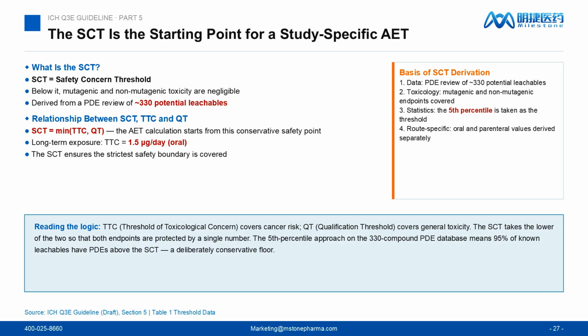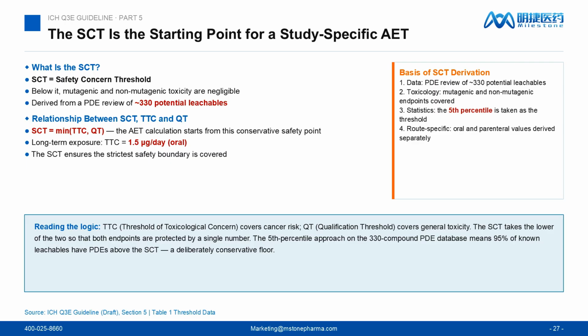Where does the number come from? This is one of the most impressive pieces of groundwork in Q3E. The guideline developers reviewed the permitted daily exposures of about 330 potential leachables, real compounds, real toxicology data, and took the 5th percentile as the threshold. Meaning, 95% of known leachables have PDEs above the SCT. It is a floor derived from the entire landscape of known leachable toxicology, not from a single worst case.